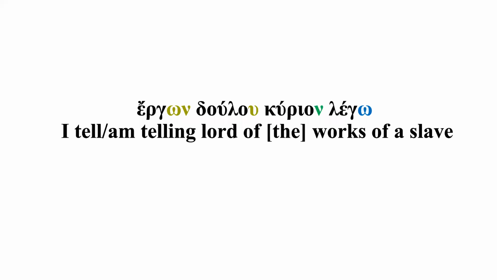And again, word order doesn't matter too much. Of works of a slave, a lord I tell. It's translated the same either way. And sometimes you can have a definite article missing. So here it would just be, I am telling a lord of the works of a slave. Sometimes it just sounds better in English that way.